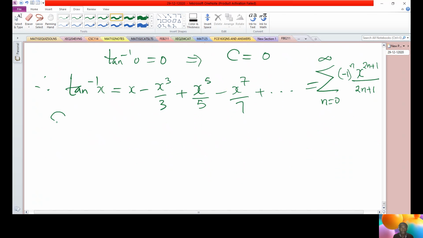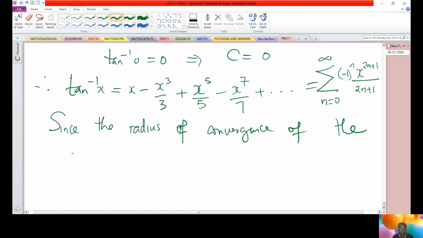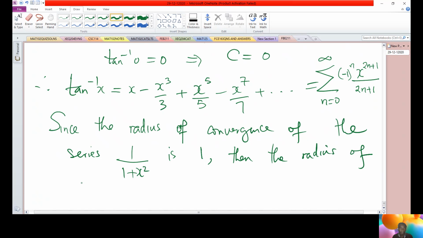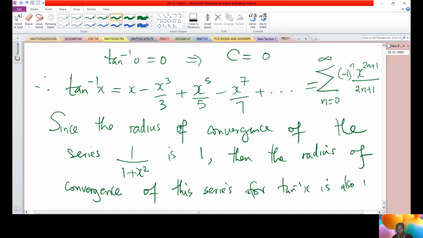And as usual, we say since the radius of convergence of the series 1 over 1 plus x squared is 1, then the radius of convergence of this series for tan inverse of x is also 1. So that is what we obtained.